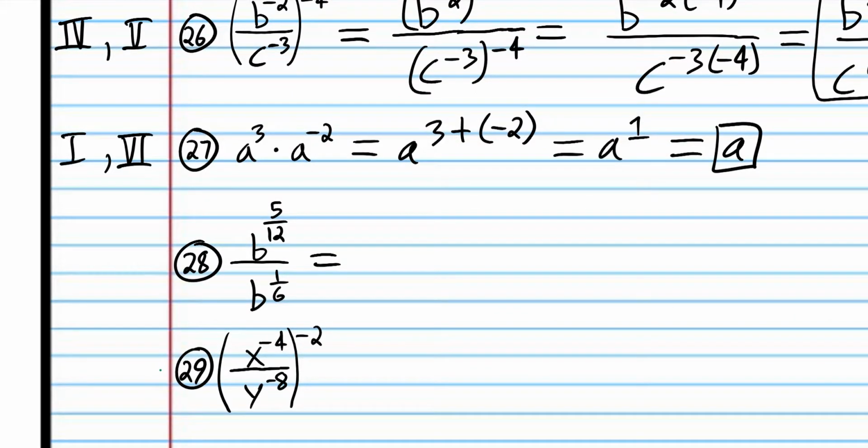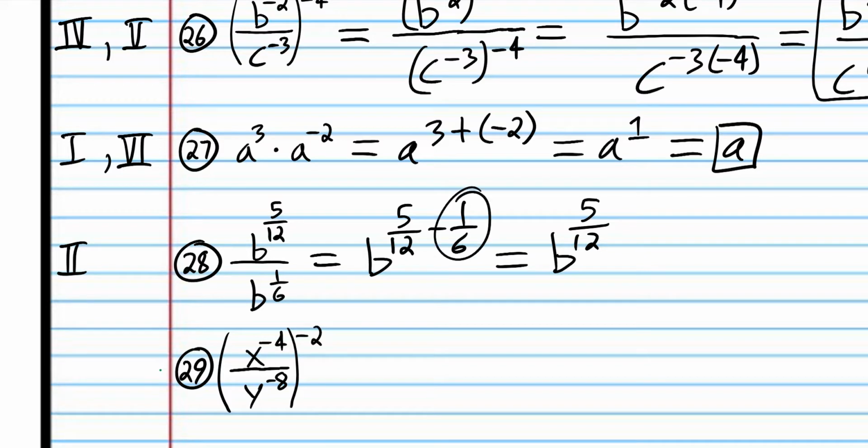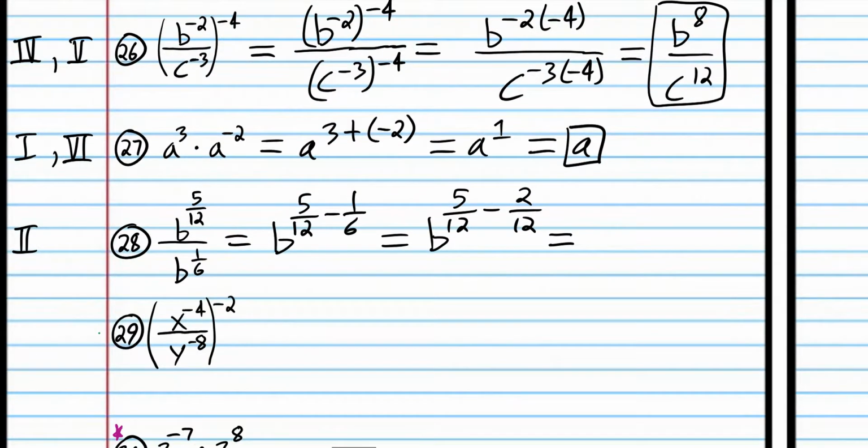We're dividing powers. That's rule number 2. So we have to subtract the exponents, but notice that these fractions don't have a common denominator. So we have to find a lowest common denominator. So we're going to multiply both sides of this fraction by 2 to get 2/12. And now we have a common denominator. So now we just subtract: 5/12 minus 2/12 is 3/12.